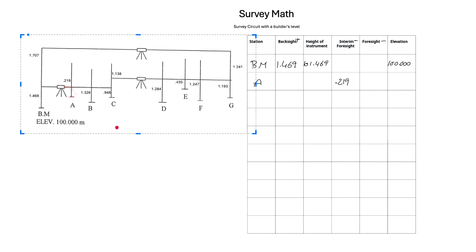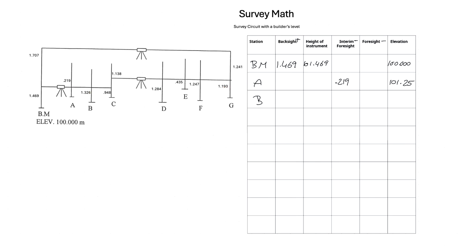So in your calculator should still be the height of instrument, 101.469 minus 0.219. And that should get us an elevation of 101.25. Wonderful. Now we can look ahead to B. Same thing here. We have our height of instrument minus our reading will get us the elevation for B. And again, it's an interim foresight.